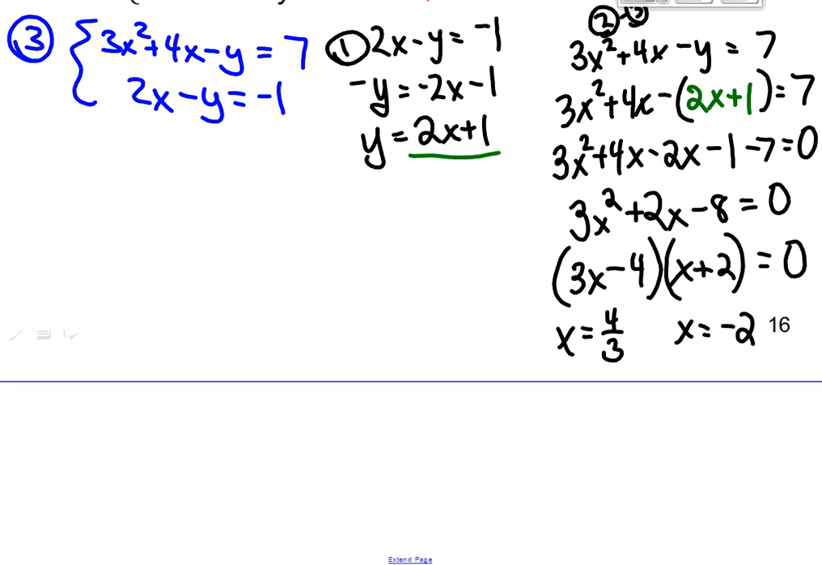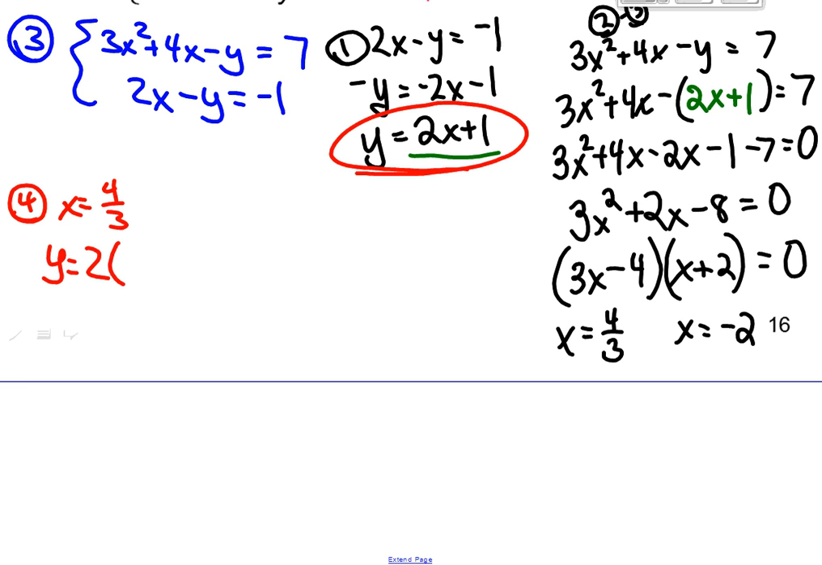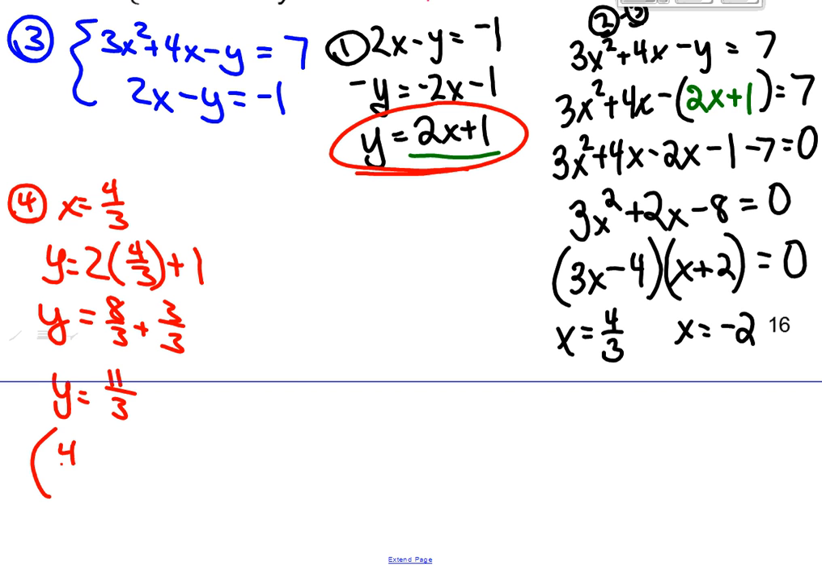And then to find my y values, I'll use this. And so this is step 4, to substitute that back in. So if x equals 4/3, y equals 2 times 4/3 plus 1. And so that's 8/3 plus 3/3. I'll just get a common denominator right away. So y is 11 thirds. So that gives us one ordered pair of 4 thirds, 11 thirds.